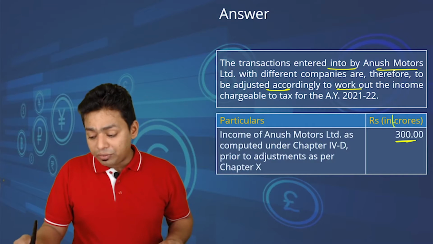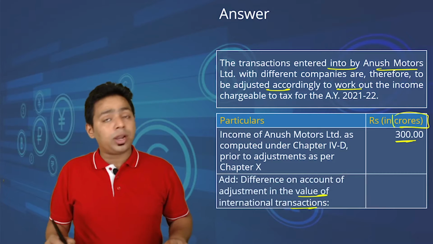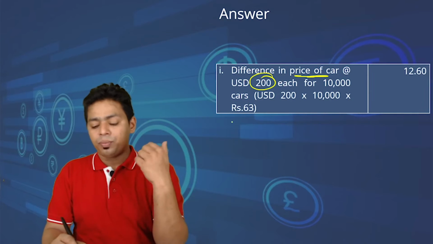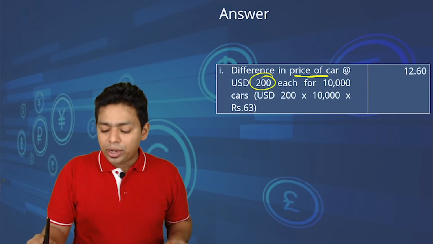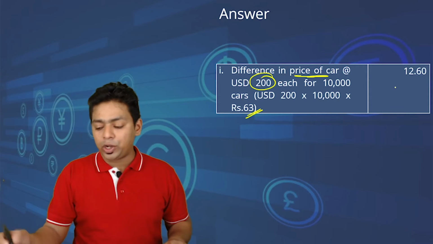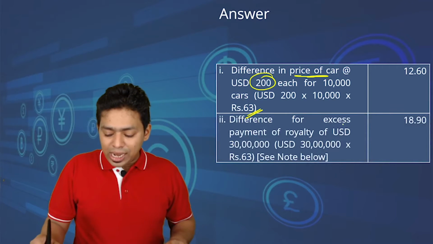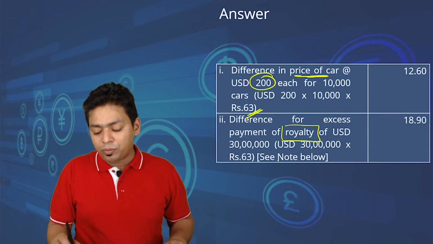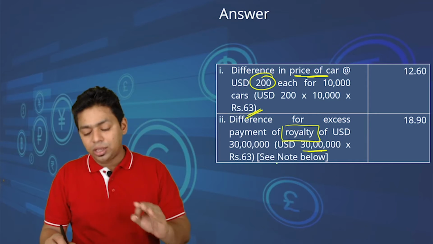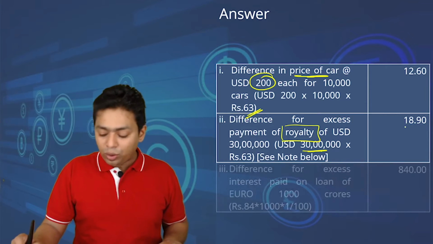Income of Anush Limited, in crores, was 300. Then the difference on account of adjustment of the international transaction: difference in the price of the car, 200 for each car we were paying more. So 200 for each car, for 10,000 cars, into 63, and then we convert it into crores, 12.60 crore. Then the difference for excess payment of royalty. How much excess royalty was paid? 30 lakh rupees. 30 lakh into 63 becomes Indian rupees, and that is 18.9 crore.